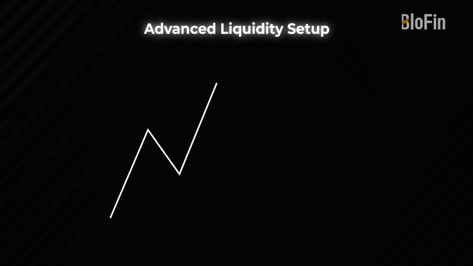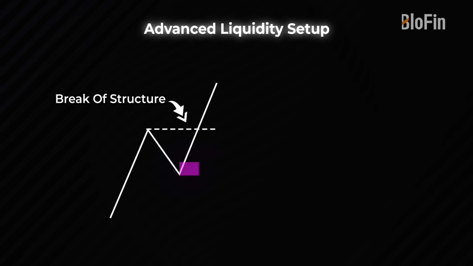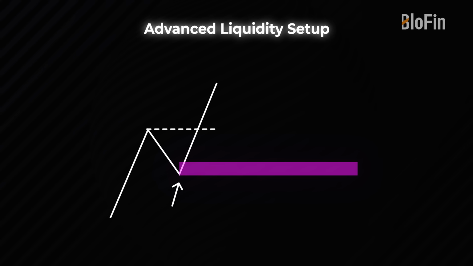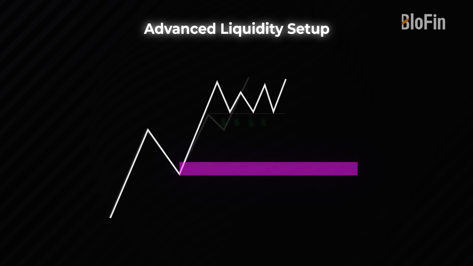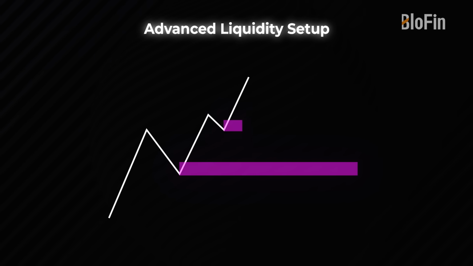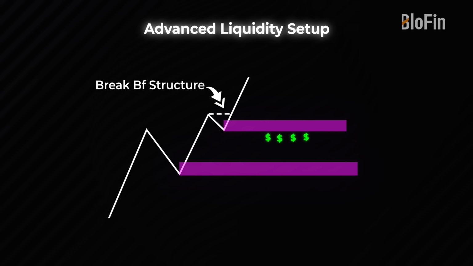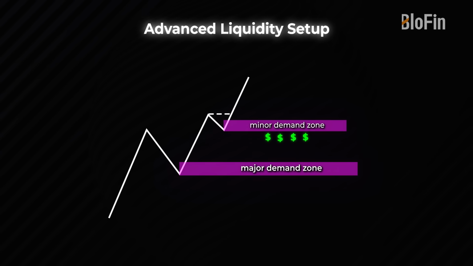The way this setup works is, first, just like in the basic version, we start by identifying a break of structure. This allows us to mark a supply or demand zone by looking at the initial sharp move that led to the break. The key difference in this advanced setup lies in the liquidity level. Instead of being a typical rejection pattern like a double bottom or triple bottom, the liquidity is formed by another demand zone, created from a second break of structure. However, this second zone must be a minor demand zone, slightly different from the major zone found below it.